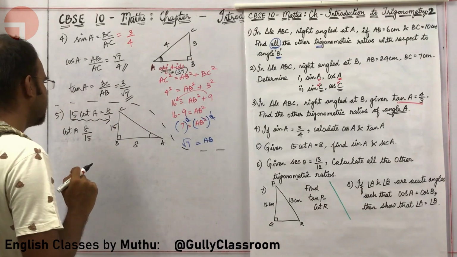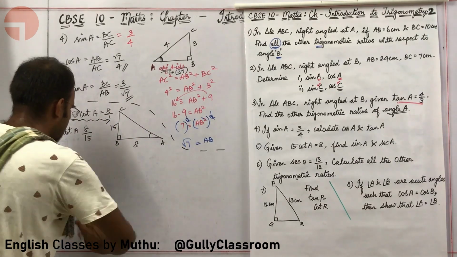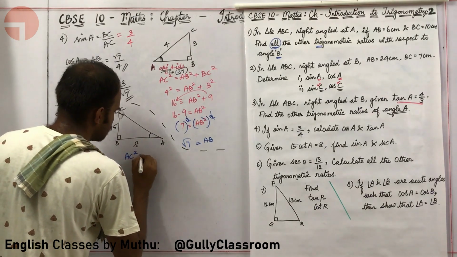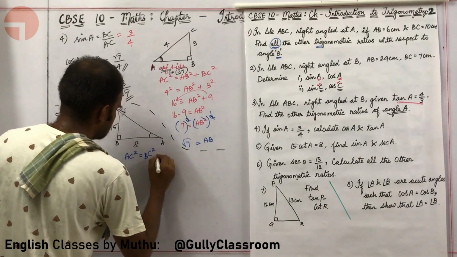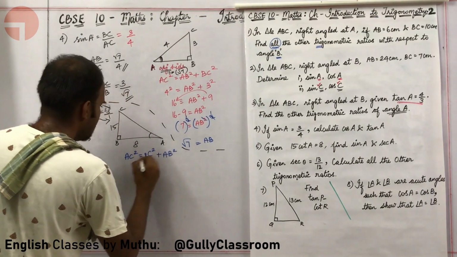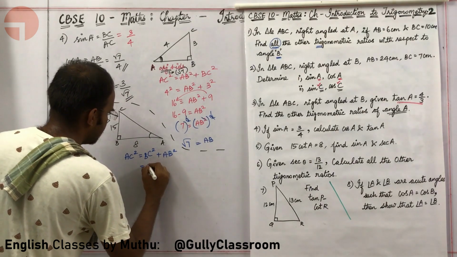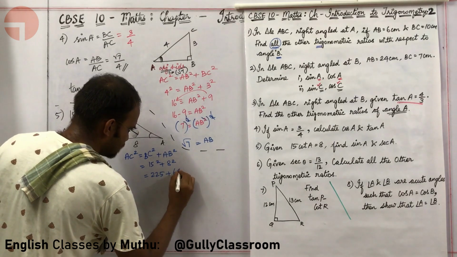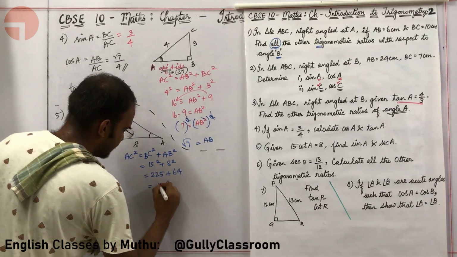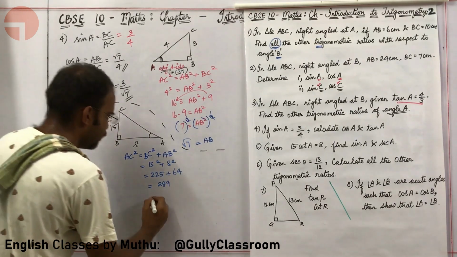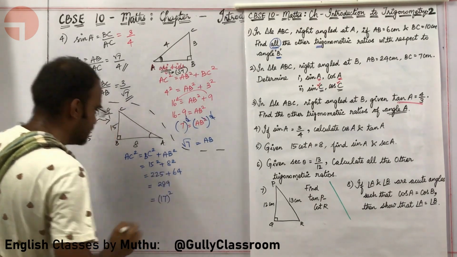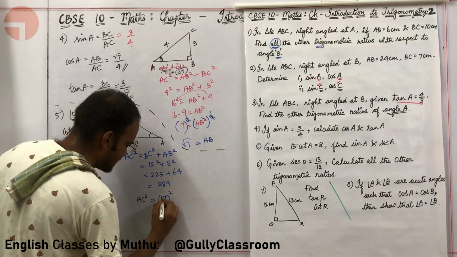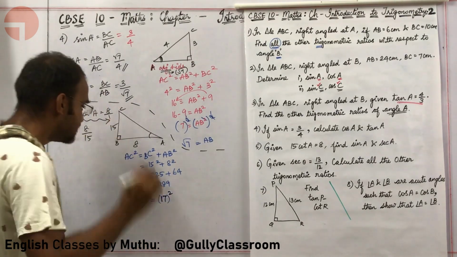How are we supposed to find the hypotenuse for this? Let us apply Pythagoras theorem. Hypotenuse square is equal to BC square plus AB square. BC is 15, so 15 square plus 8 square, which is 225 plus 64. If we add this, we will get 289. 289 is nothing but 17 square. So here I am getting AC square as 17 square.